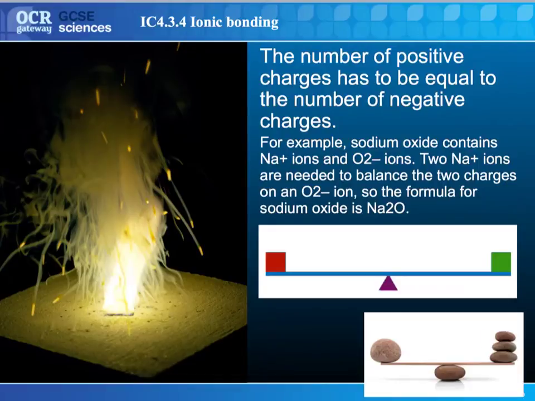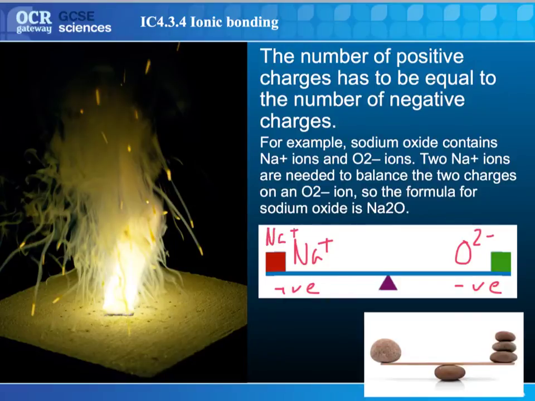In this example here, what you can see is the formation of sodium oxide. Sodium has a charge of +1, and oxygen has a charge of -2. The way I like to think about this is when you're predicting the formula of an ionic compound, you have to put all the positives on the right hand side and all the negatives on the left hand side of a seesaw. This seesaw must be balanced. Currently, the seesaw would not be balanced because you have more negatives than you do positives. In order to make the seesaw balanced, you have to add in an extra positive.